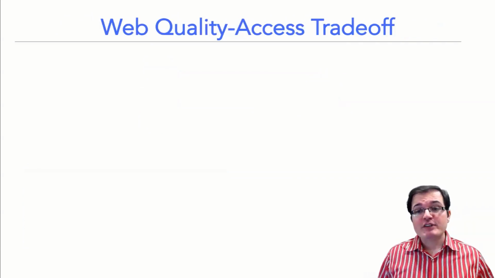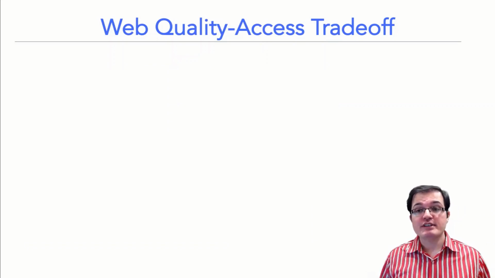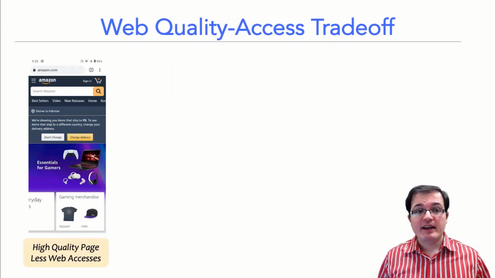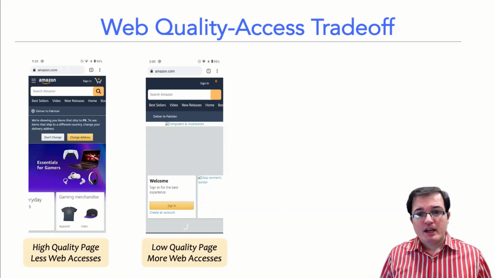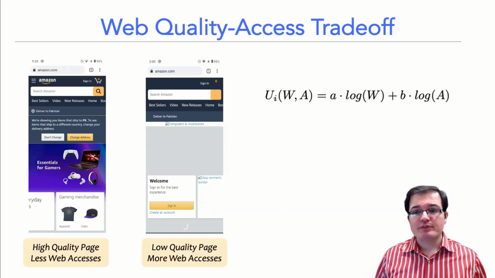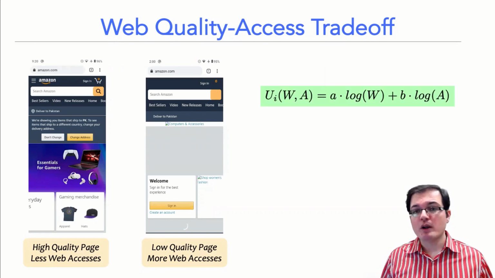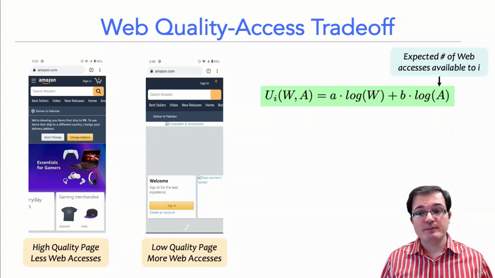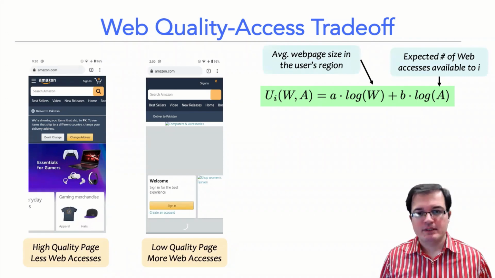We can achieve equity in accesses by trading off web page size, which serves as a proxy for web page quality. Here is how Amazon's web page appears on a mobile device, and here is how a 4x reduced complexity page appears. To capture this quality access trade-off, we use the Cobb-Douglas utility function, which we model as a function of the expected number of website accesses available to a user and the average web page size in the user's region.